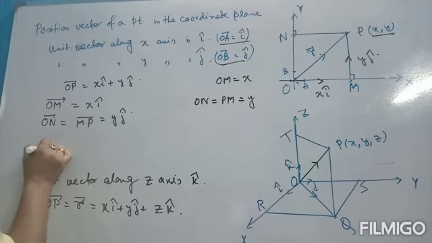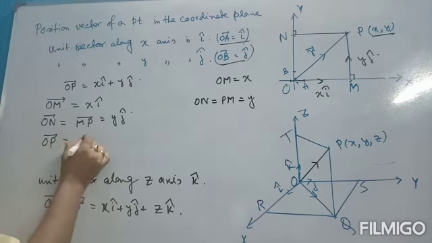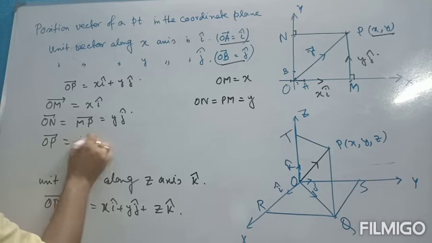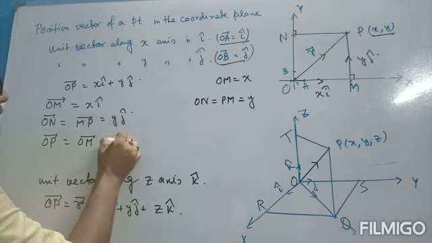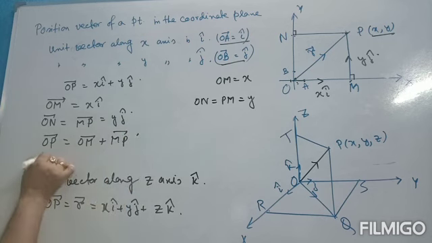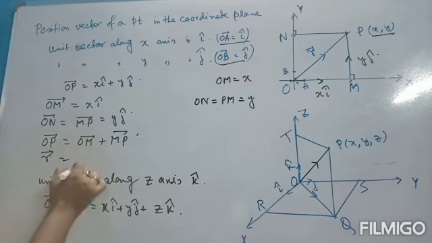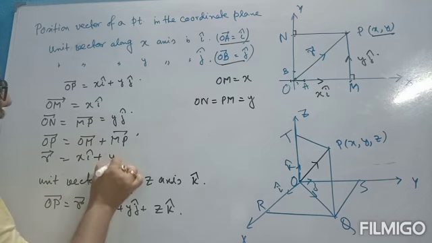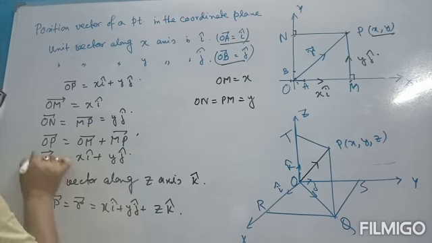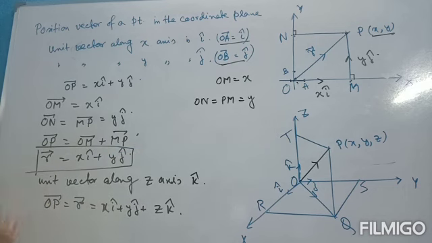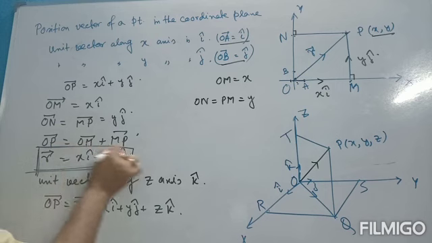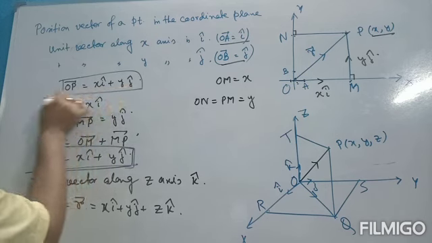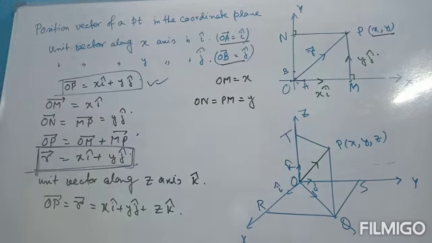OP vector is equal to OM vector plus MP vector by the triangle law. Now OP, that is R vector, is equal to OM, which is x i cap, plus MP, which is y j cap. So R vector is equal to x i cap plus y j cap in 2 dimensions. It is right here also. So keep it in your mind, and you get it very easily.